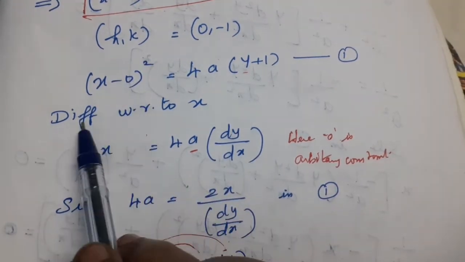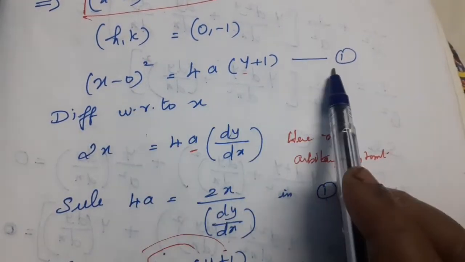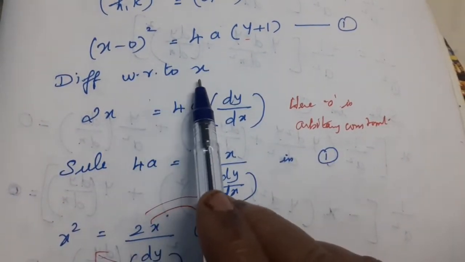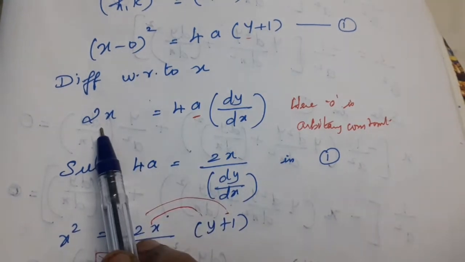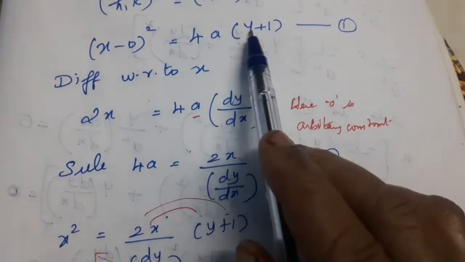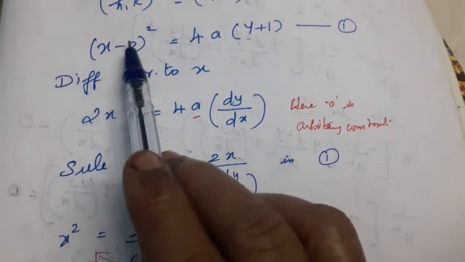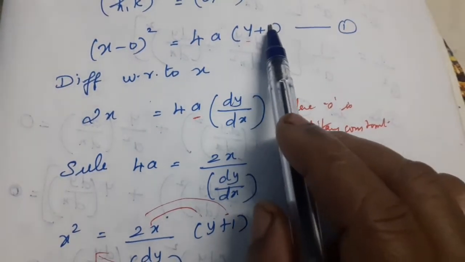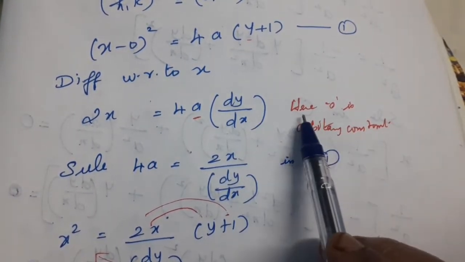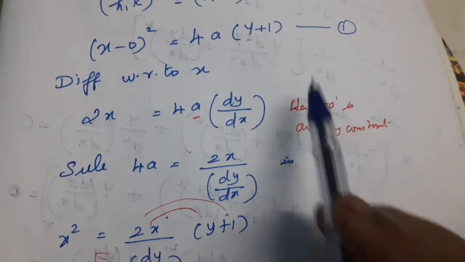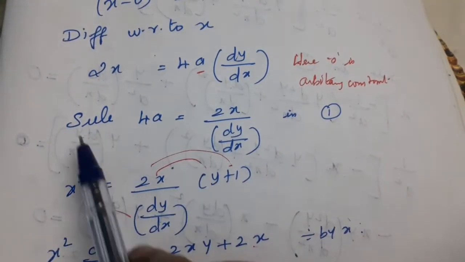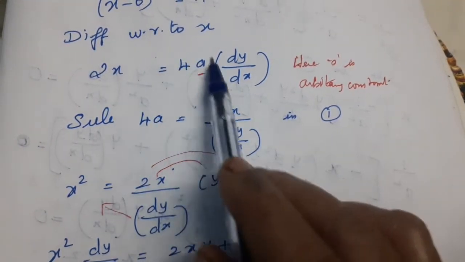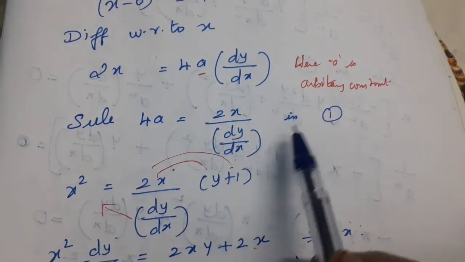Now differentiate with respect to x. Keep this equation as equation 1. Next we are going to differentiate the equation with respect to x. X square differentiated becomes 2x. Here, 4a into (y plus 1) differentiated with respect to x gives 4a into dy by dx. The 1 is a constant, so it becomes 0, where a is the arbitrary constant. Now substitute 4a. What is our 4a? 4a equal to 2x by dy by dx.